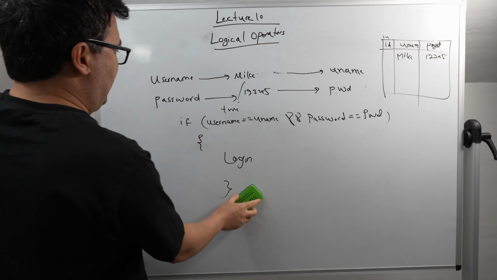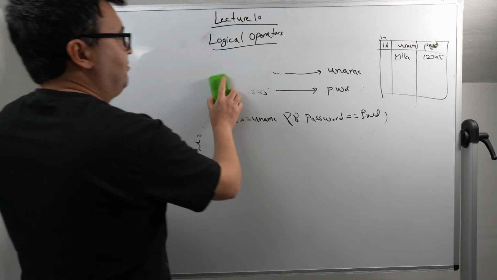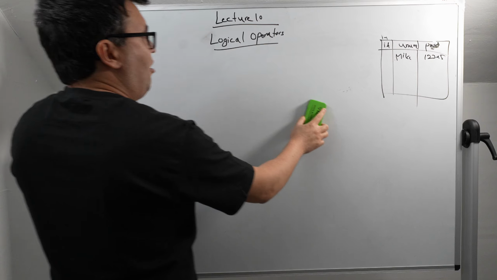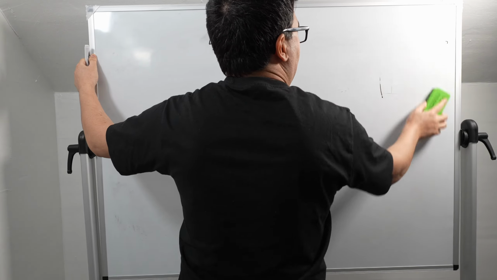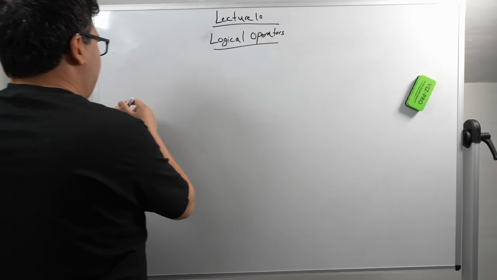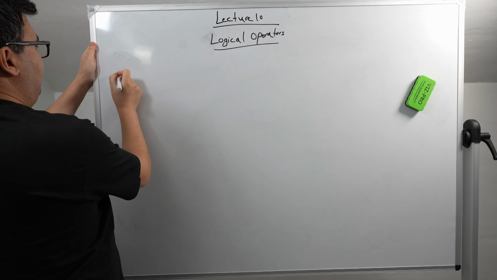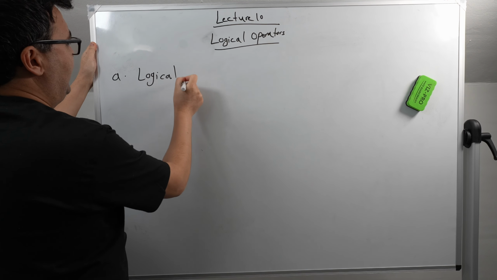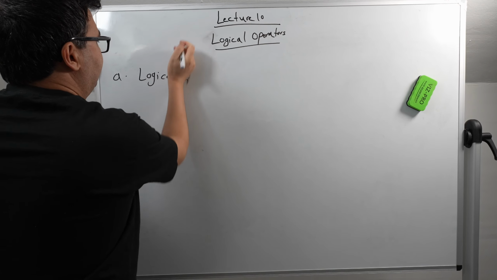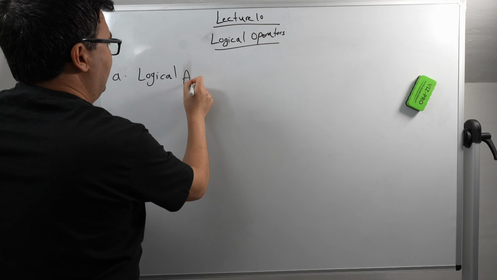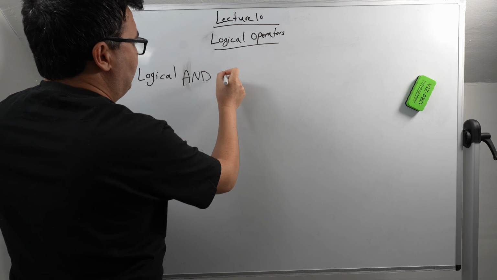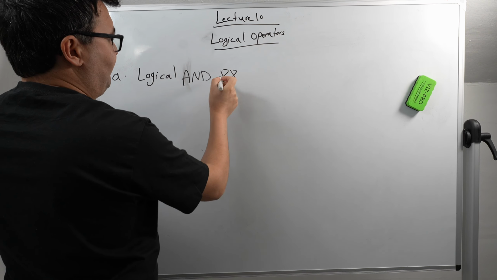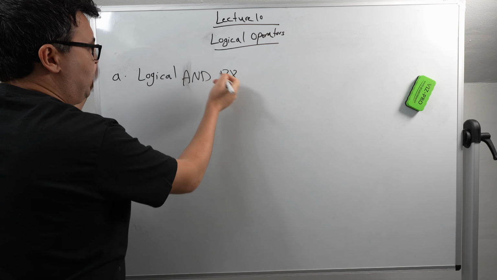So in C++, we have three different logical operators. We have the logical AND operator, whose symbol is the ampersand sign. I write it here like this, but it's the ampersand sign.